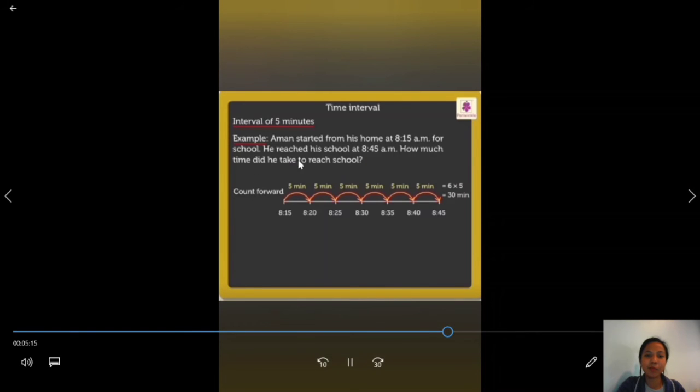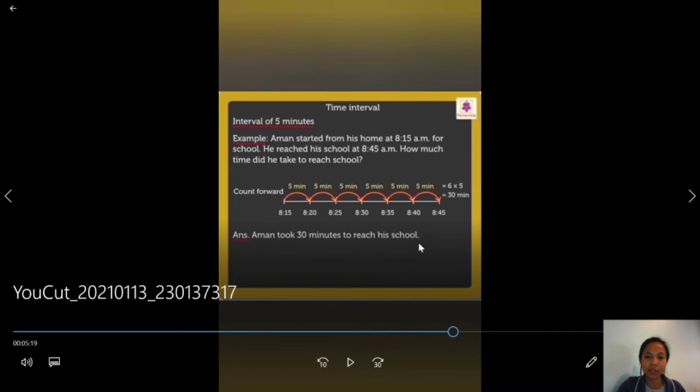Now this is counting forward. So you can do backward. So from here, 5 minutes, 5 minutes, 5 minutes, 5 minutes, 5 minutes, 5 minutes. So you will still get the same answer. So the answer? Therefore, Ayman took 30 minutes to reach his school.